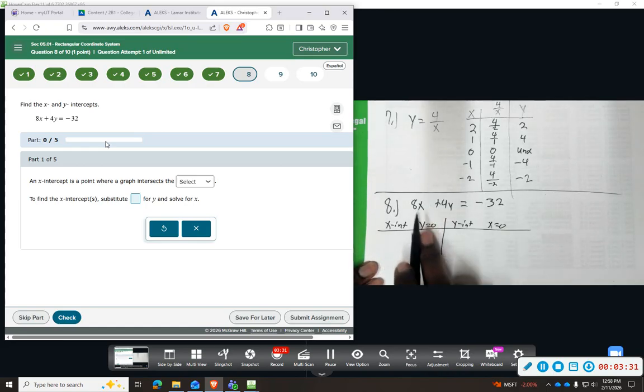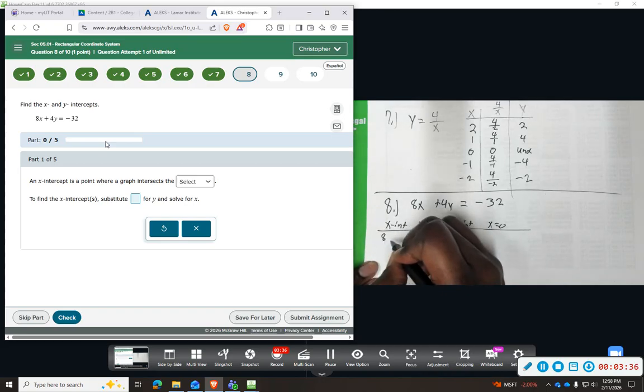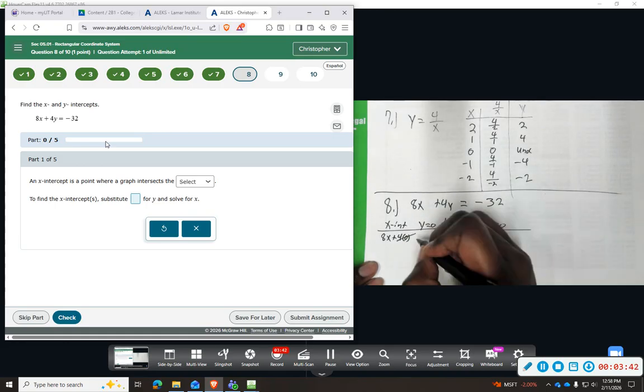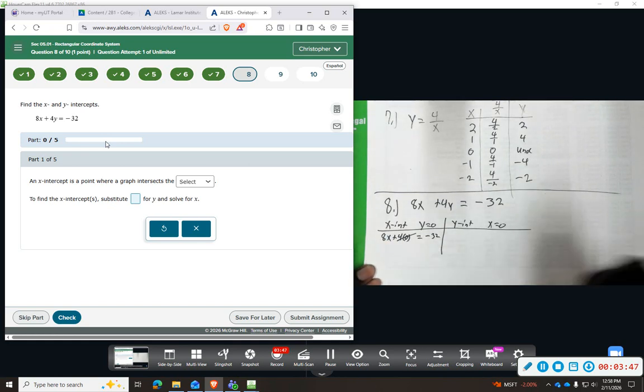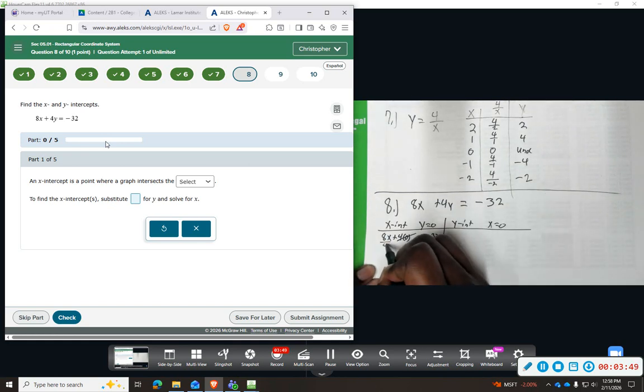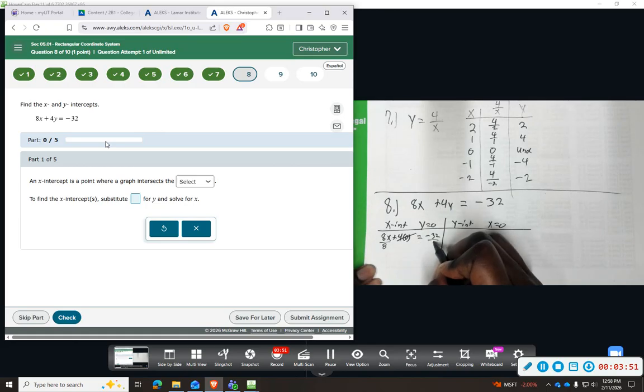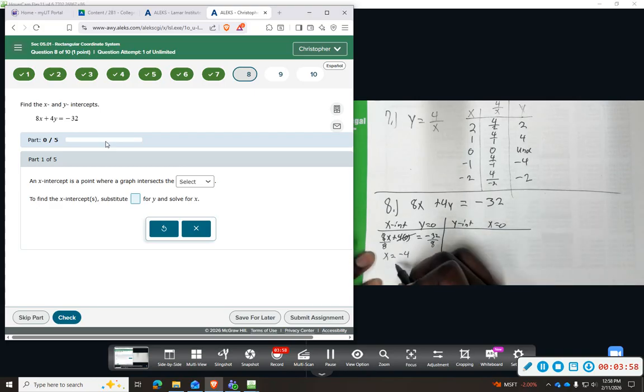You just plug in a 0 for the opposite one. So if I use this function, I'm going to find the x-intercept. I'm going to plug a 0 for y. So this is going to give me 8x plus 4 times 0, which is just going to be 0, equals negative 32. So I have 8x equals negative 32. Well, we'll divide by 8, and that will give us x equals negative 4. So our x-intercept, as an ordered pair, x goes first, so negative 4 and then 0.